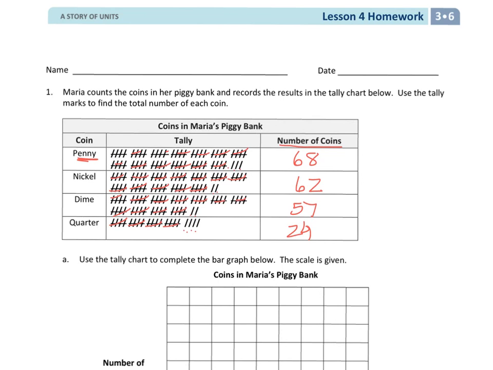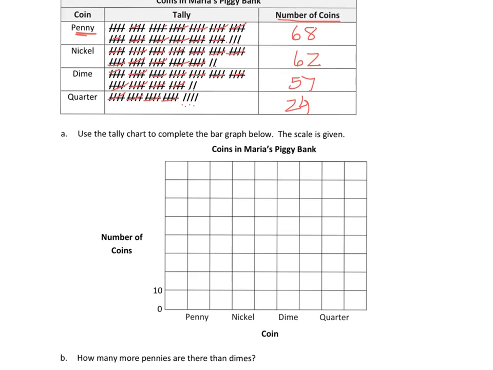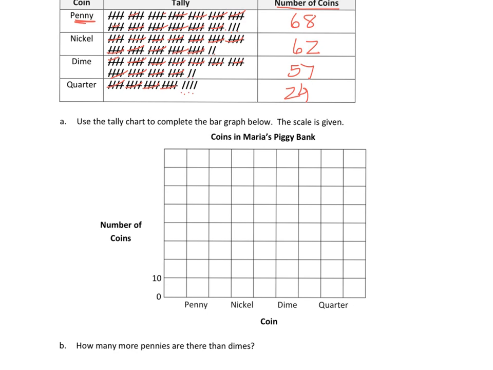Now it's time to take a look at the next part, which is just below this. And it says, use the tally chart to complete the bar graph. The scale is given. So for a number of coins, each one that goes up, we're going to count by tens. So I'm going to finish writing those in, just so it helps me. And I'm only going to go up to 70 because I don't have anything higher than 68.